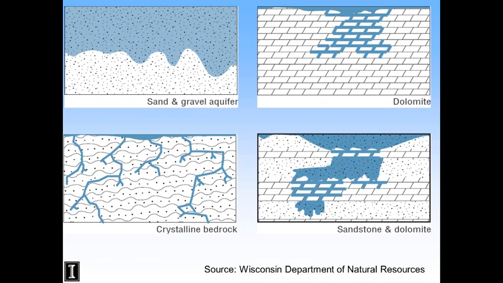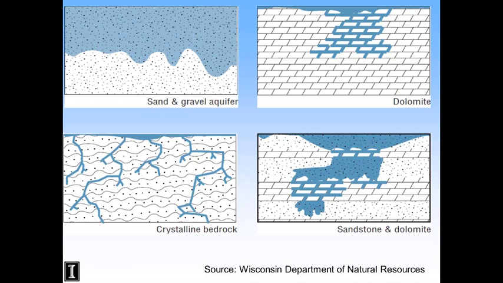Okay, here's just another example. If you had these aquifer units, sand and gravel versus dolomite, which is where water flows through the cracks in the rock, versus sandstone and dolomite and crystalline bedrock, which is usually very deep, and so it's not as fractured. This is a diagram that shows how the water would seep into it if they were dry. Now, these units aren't dry. This is where the water is being held in each.